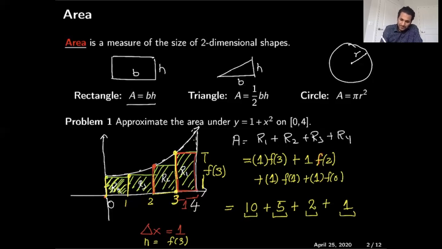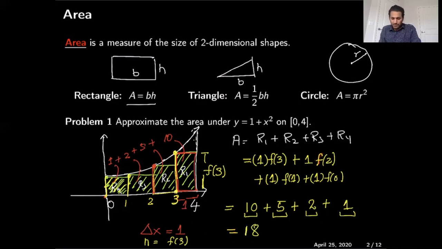So I can say the area of this one is 10, the area of this one is 5, the area of this one is 2, and the area of this one is 1. Then I will add them all. When I add them all, what will be my total area or this approximation? 10, 5, 7, 18. So my total area is 18.